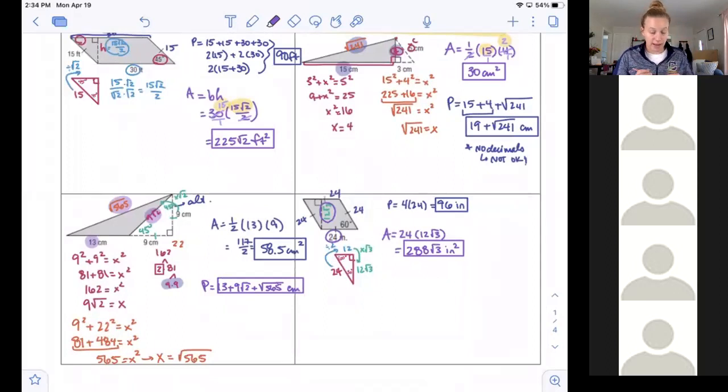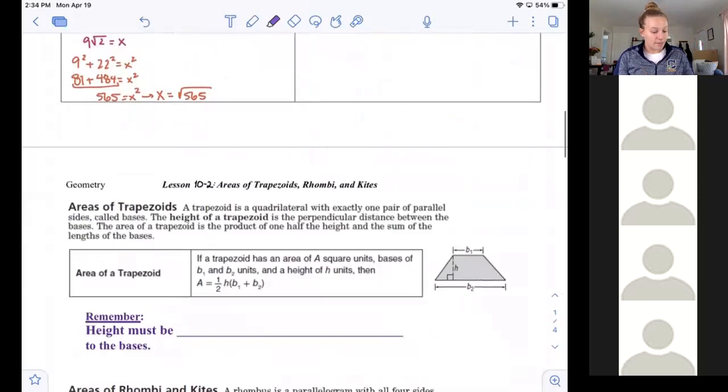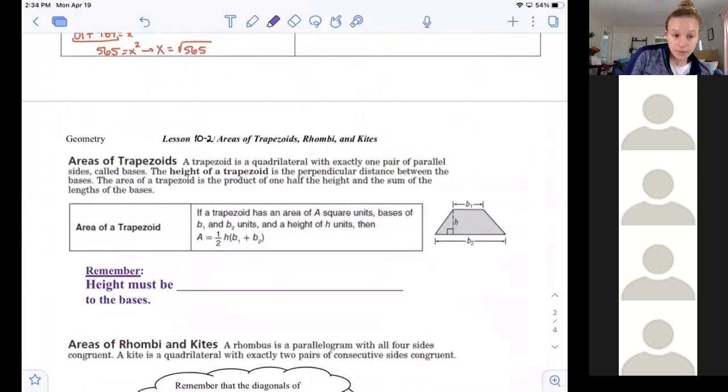All right, let's jump over to the back. And the back's actually super simple. So I've just got 3 more things, but 2 of them are the same. So I've got area of trapezoids, and then I've got areas of rhombuses and kites. Looks like I combined rhombus to be rhombi, but whatever. I'm not great with English, so that's why I'm your math teacher.